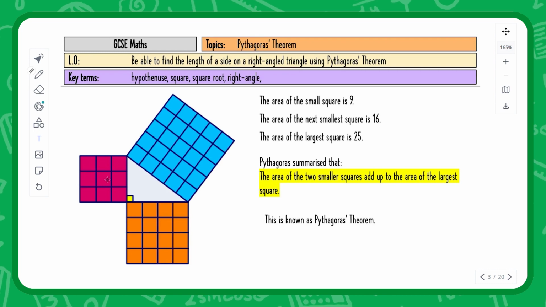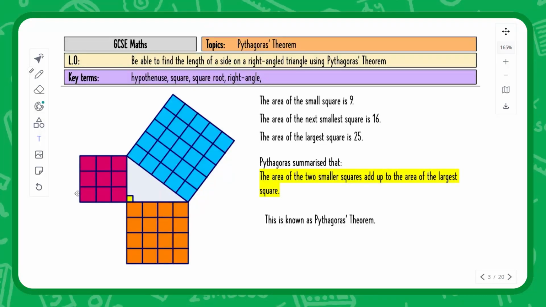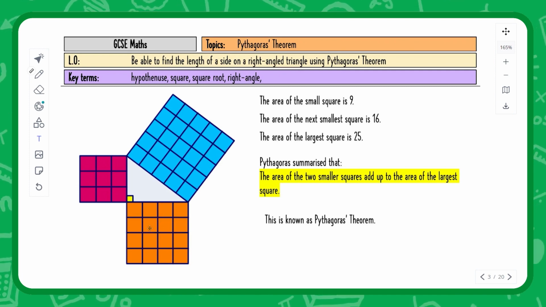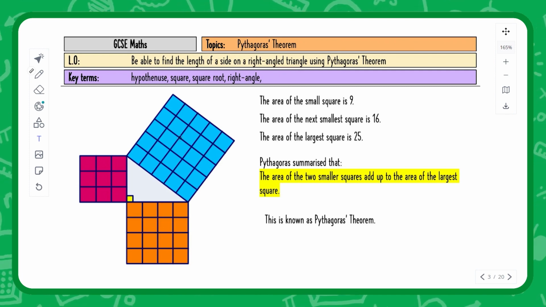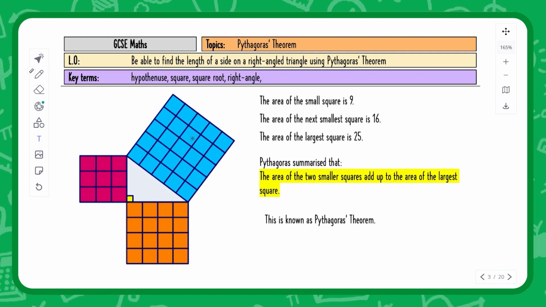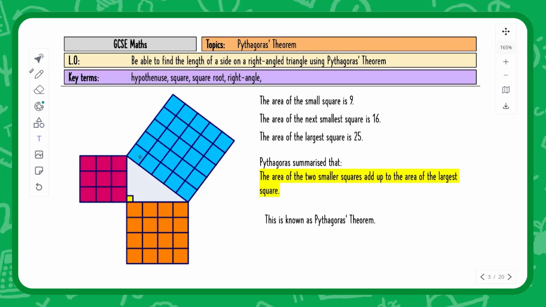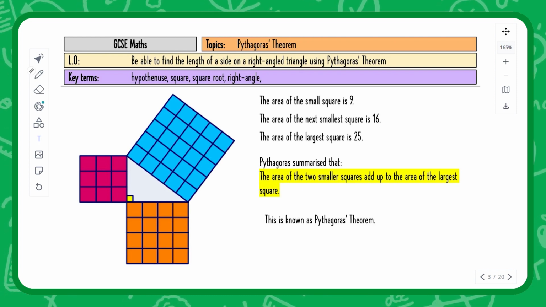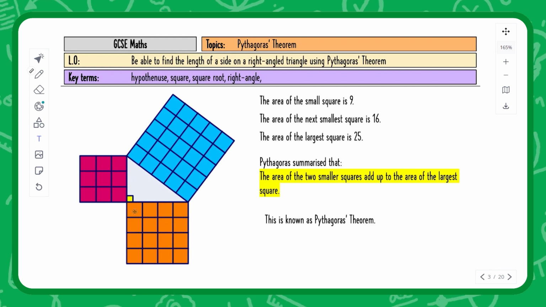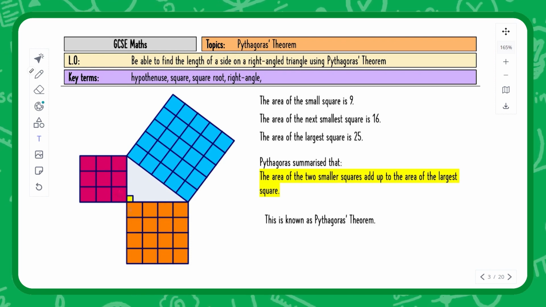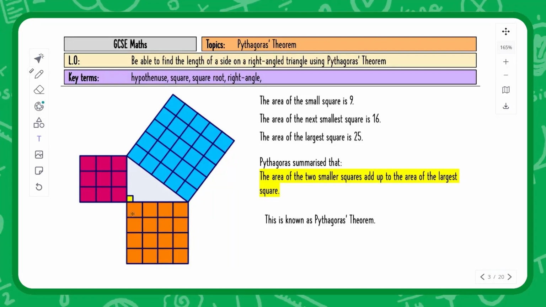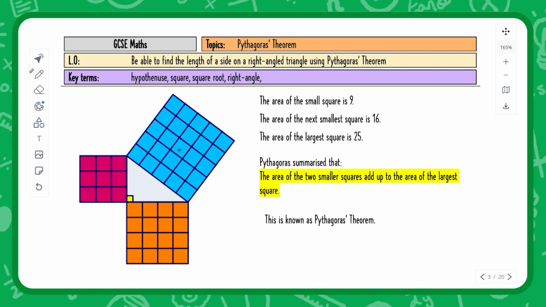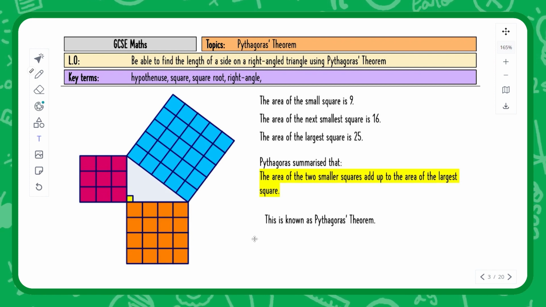If we look at this pink square here, the area of the small square is 9. The next smallest square, this orange one here, has an area of 16. And the area of the largest square is 25. Now you may have found the link between 9, 16 and 25. Pythagoras basically summarized that if you find the area of the two smaller squares and add them together, it will give you the area of the largest square. And this is now known as Pythagoras' theorem.